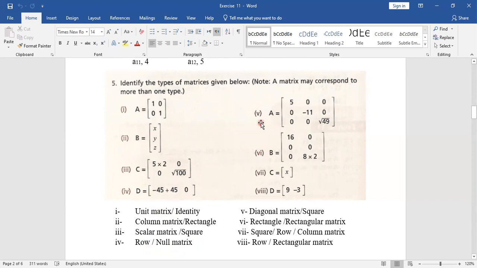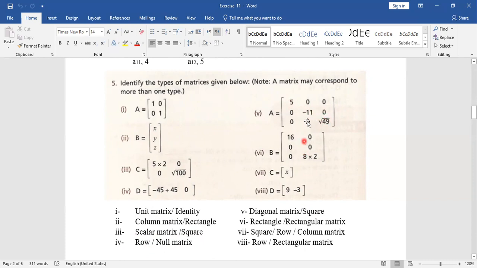Come to the fifth part. Fifth is 5, minus 11 and 49. Now, if you see, there are 3 rows and 3 columns. First of all, it is a square matrix, and secondly, we will say it has the elements that are making a diagonal. For example, this is 5, minus 11, minus under root 49. There are numbers, different numbers.